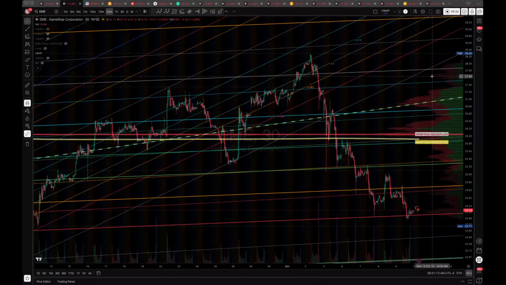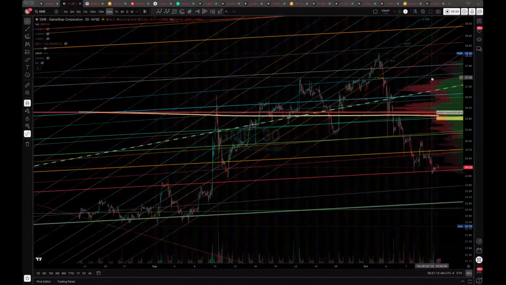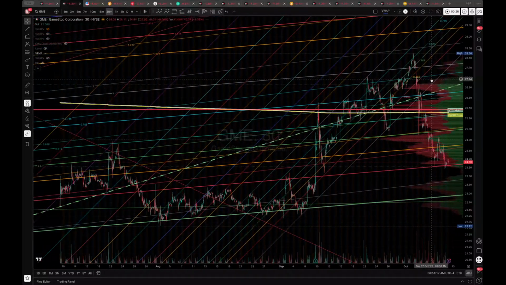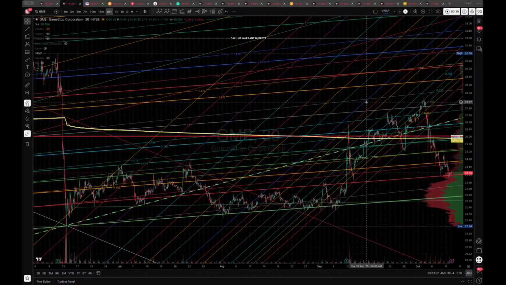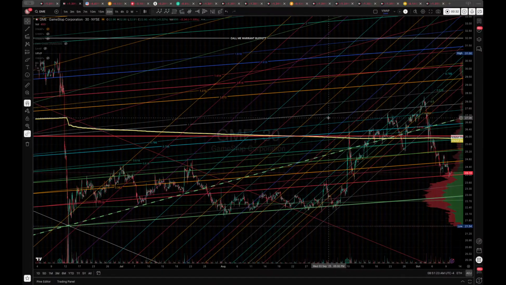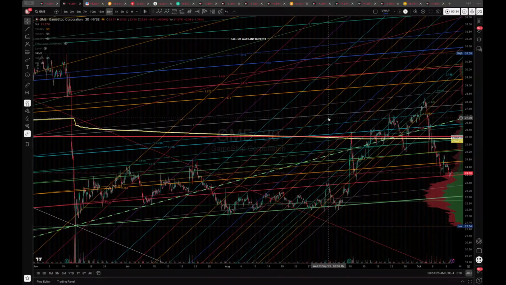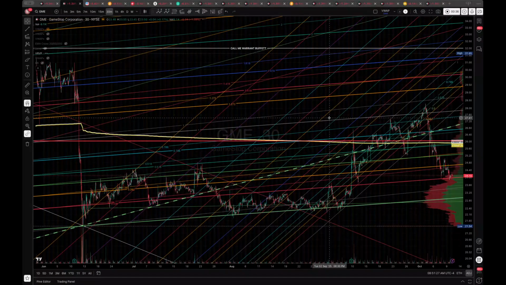I have a lot of bright colors on this chart, and I think that can confuse a lot of folks, especially since they're not the ones who drew these. So I wanted to take some time and explain exactly what it is that I'm looking at.